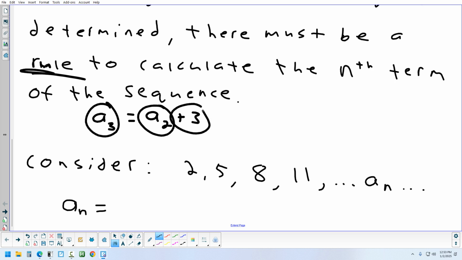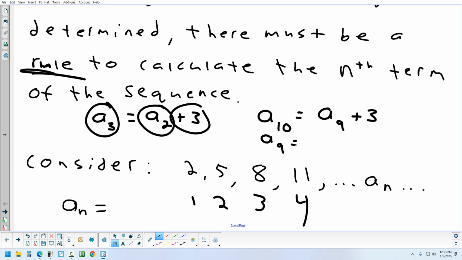All right. So now let's write that. Let's try it for this one. How would you find the 10th term? A9 plus 3. Right. You take the 9th term and add 3. Now, in this one, do you know the 9th term? No, so you'd have to find that one first. How would you find the 9th term? You'd have to take the 8th term and add 3. Now, do we know the 8th term?